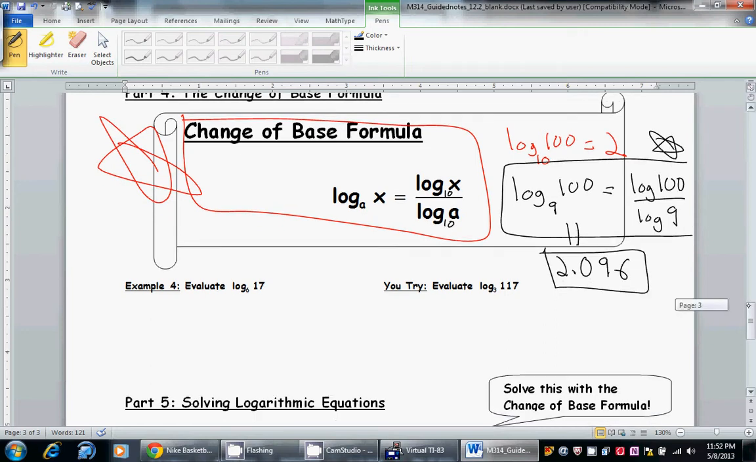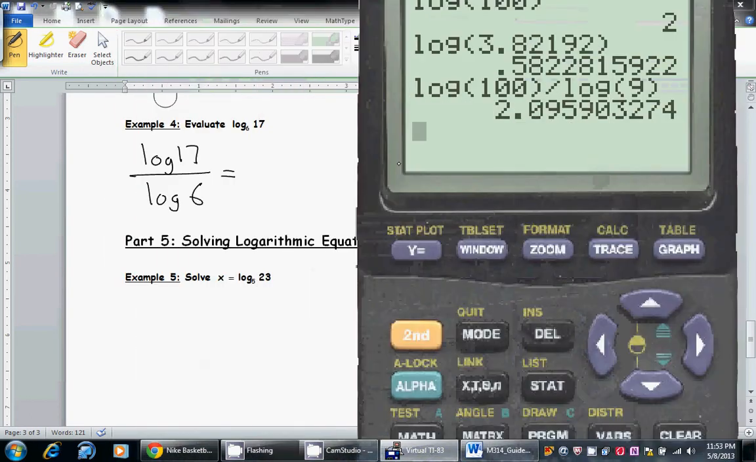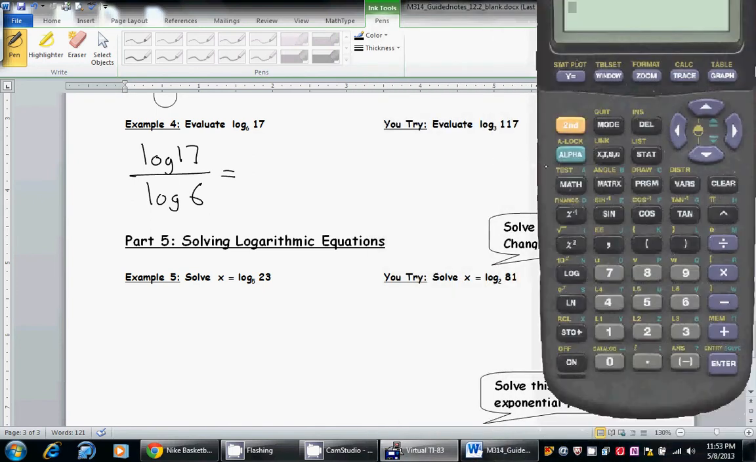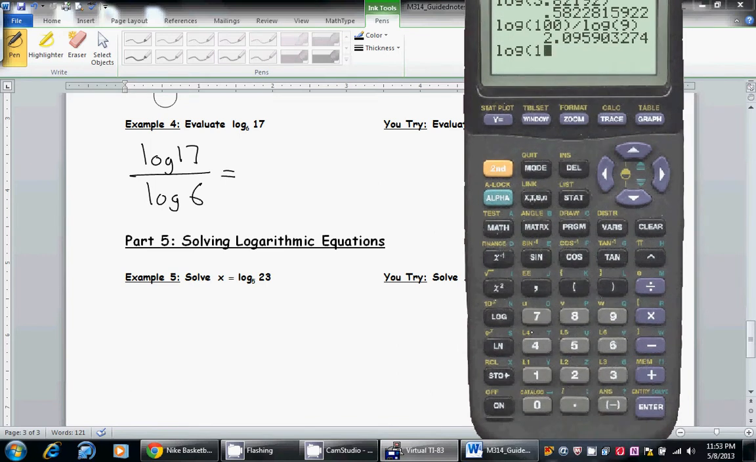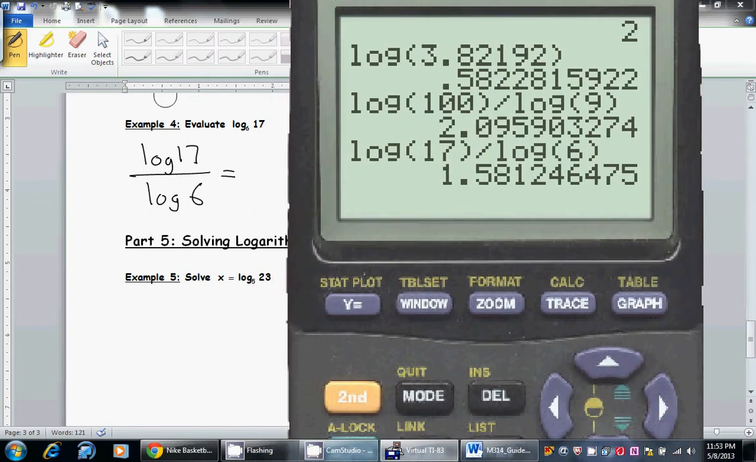Alright, let's try another example. Example 4, evaluate log of 17 base 6. Okay, that's going to be pretty ugly, right? So I'm going to rewrite that with common logs. So it's the log of 17 divided by the log of 6. Go ahead and do that in your calculator. So log of 17 divided by the log of 6, and I got 1.581.